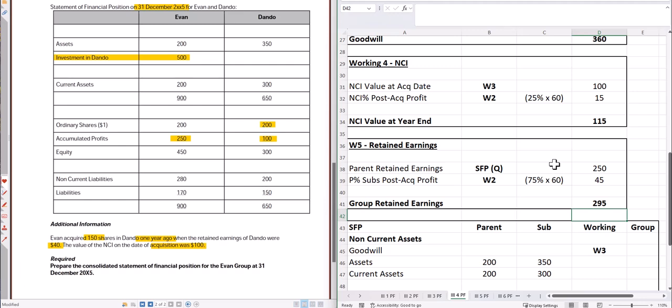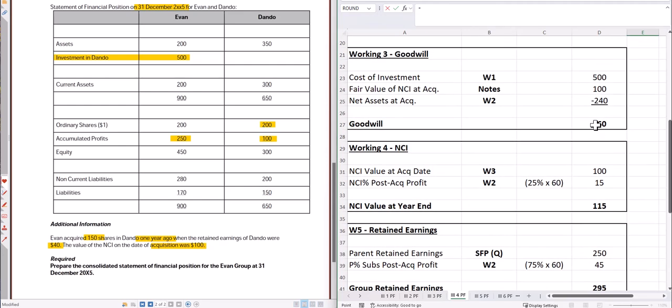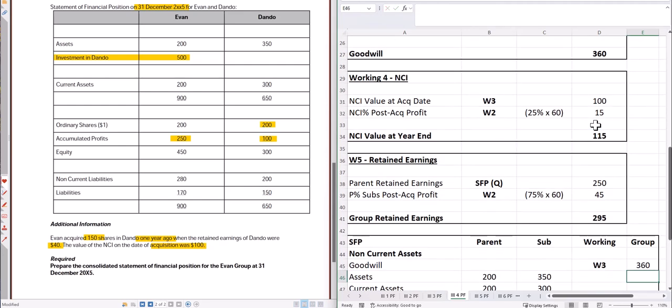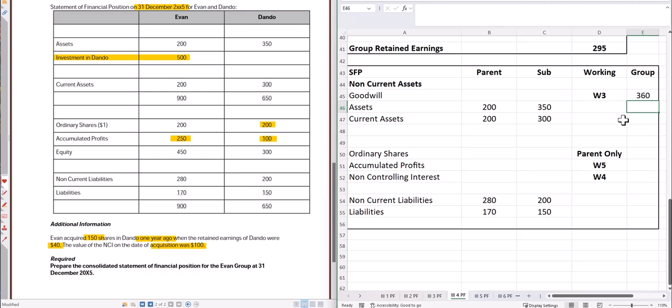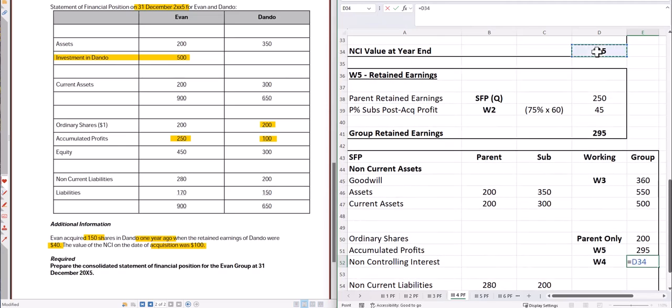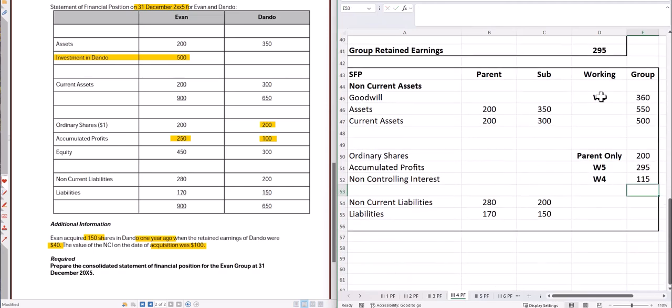And we can now then pull everything together. So the goodwill we take from working 3, there it is. We can add across the assets. So we'll add across the parent and the subsidiary. Parent's shares only, which are 200. Accumulated profit, 295 from working 5. NCI, 115 from working 4.